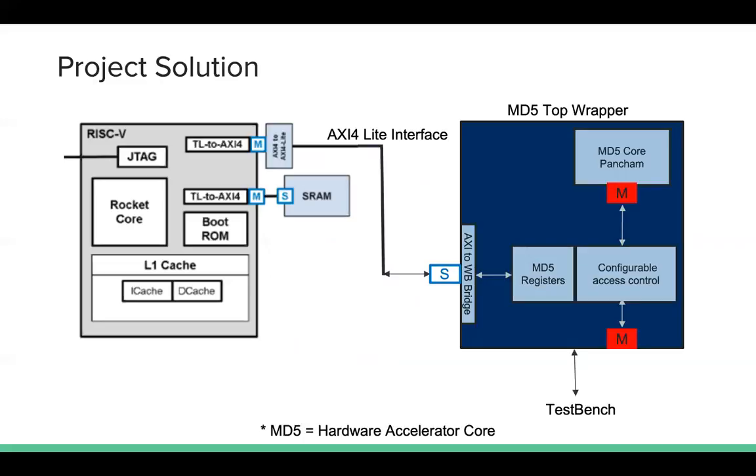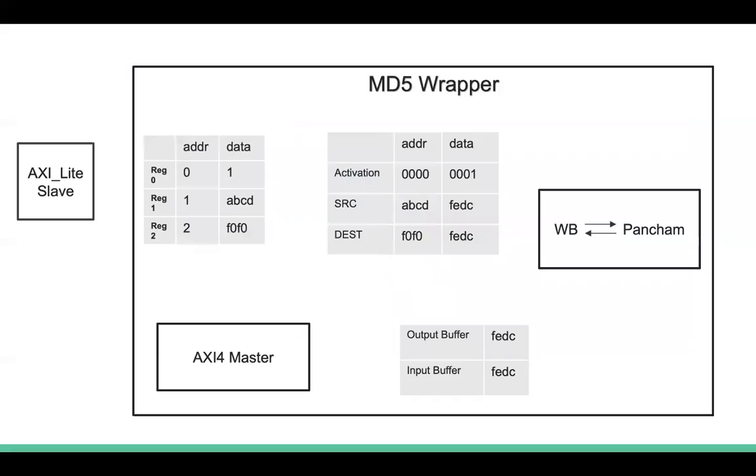So we extended one hardware accelerator, which was MD5, with a high performance AXI 4 master interface. This master allowed independent memory access to MD5. We used the AXI Lite slave interface for MD5 and processor interaction. We developed the register access mechanism for the processor to control the MD5 core. Also based on these registers, we configured the AXI master and control its interaction with the MD5 core, which is also called Pancham. I have taken a very simple test to explain this handshaking.